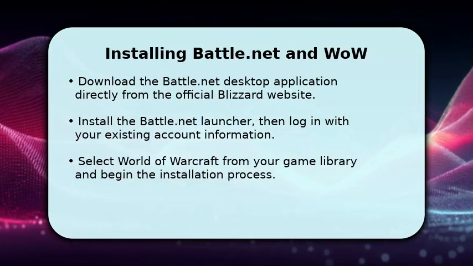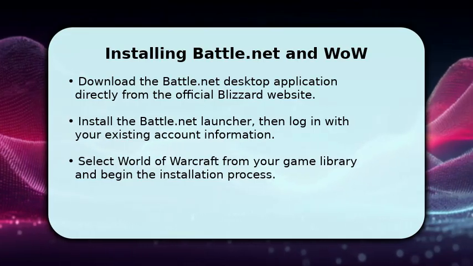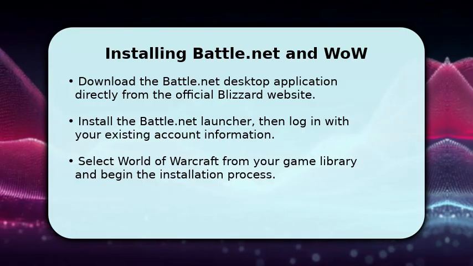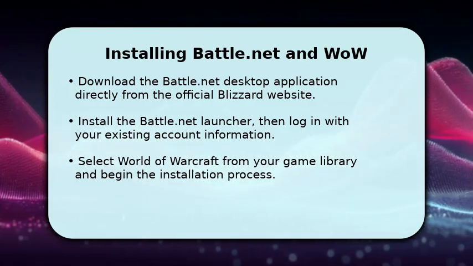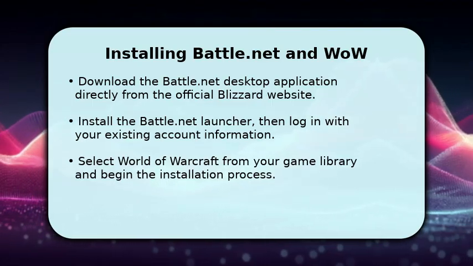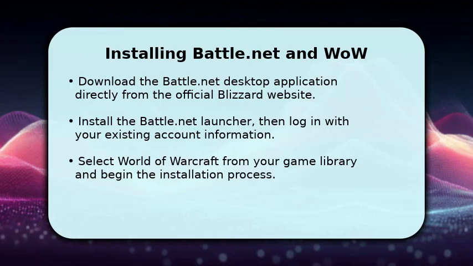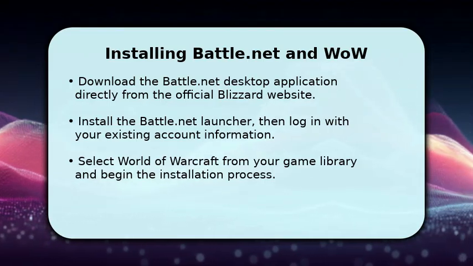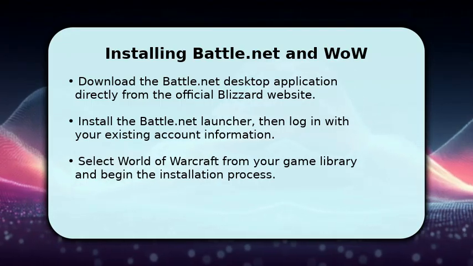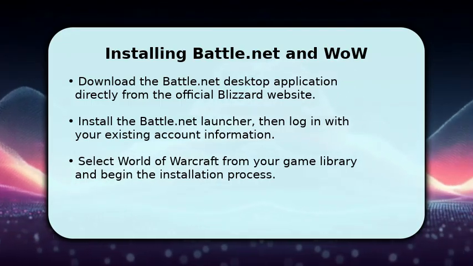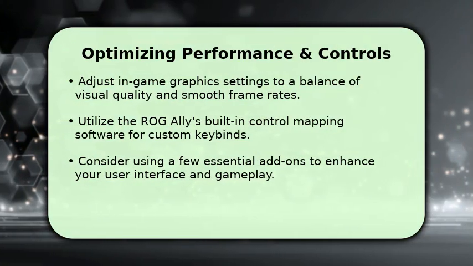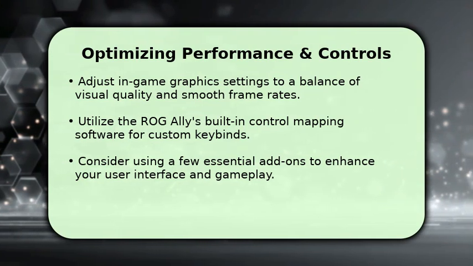Once your Ally is ready, navigate to the official Blizzard website to download the Net desktop application. Install the launcher, then log in using your Net account credentials. From your game library, select World of Warcraft and initiate the installation. It is recommended to install the game on your device's fast internal storage for quicker loading times and better overall performance during gameplay. To optimize your experience, adjust World of Warcraft's in-game graphics settings.